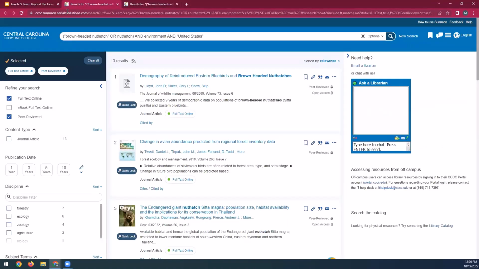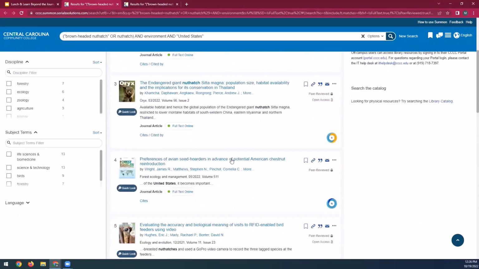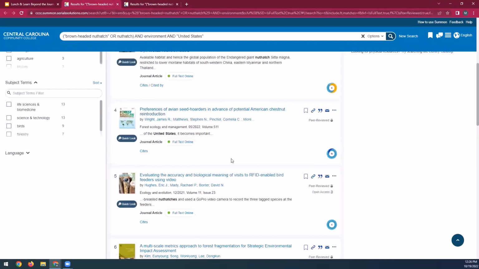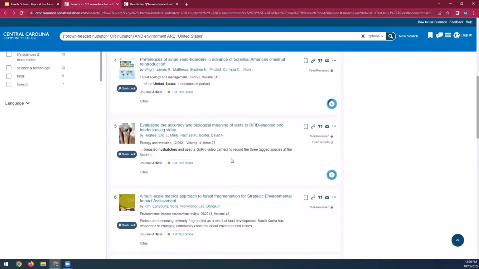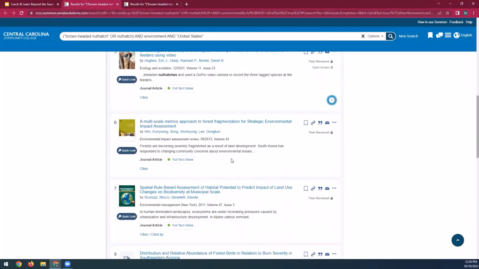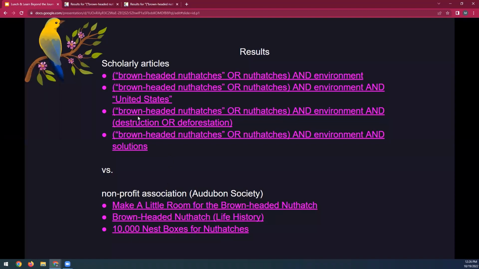Again, I found really good information, but it started to get a little bit more limited as I moved down the page. There's really not quite as many scholarly articles that are relevant to this particular research question. There's a couple, but not quite as many if I want to see a wide diversity of perspectives. And I got some similar results with these other two searches. You can see I got a little bit more specific with the kind of environment destruction that I was referring to, and then some solutions.